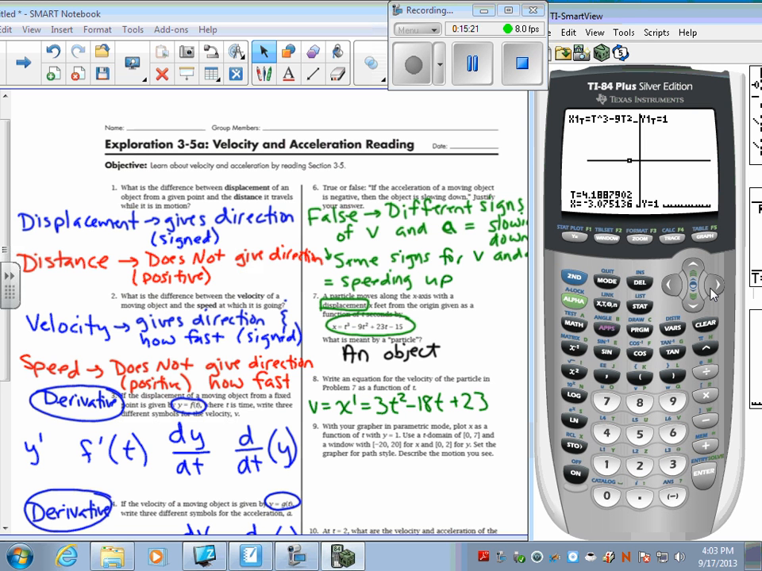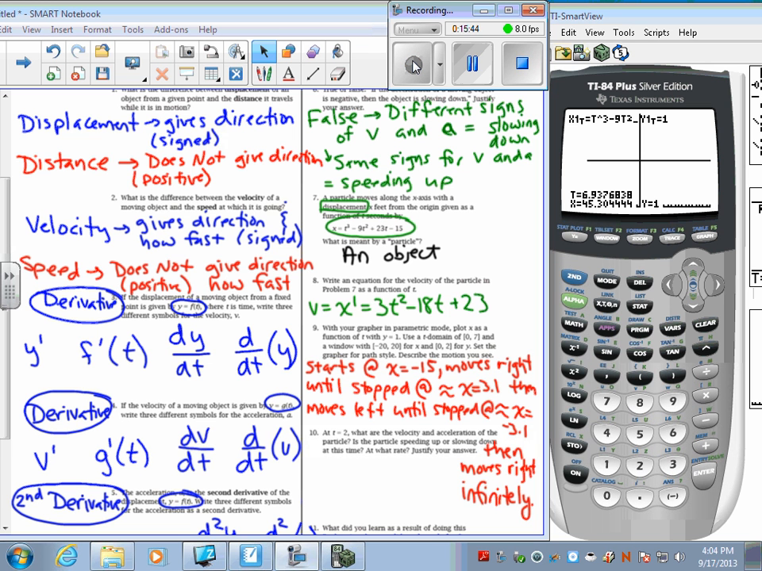Then it moves again to the right, and it appears that that goes on infinitely. My x values are continuing to go up. So you should have written that down as we were working. What I'm going to do right now is pause my video, and I'm going to write the answer that I would expect to see for number 9. So for number 9, it starts at approximately x equals negative 15. That actually was exact. Moves to the right until stopped at x is approximately 3.1, then moves left until stopped at approximately x is negative 3.1, then it moves right again infinitely.